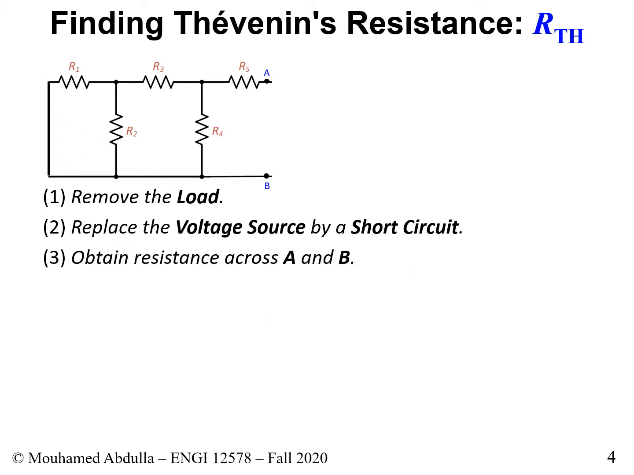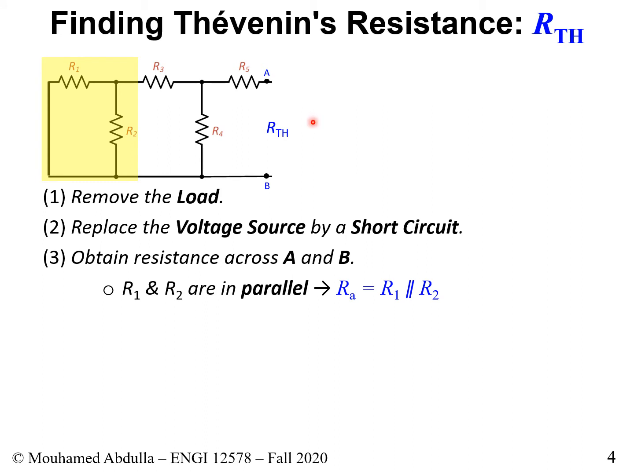Step number three, we then obtain the resistance between node A and node B. If we have a DMM and we want to measure the resistance, we simply put it between A and B and we measure the resistance of this resistive network. So the question is, how do we obtain this? Once you get this result, that is your RTH. So the question is, how do we do this? We have to do this gradually.